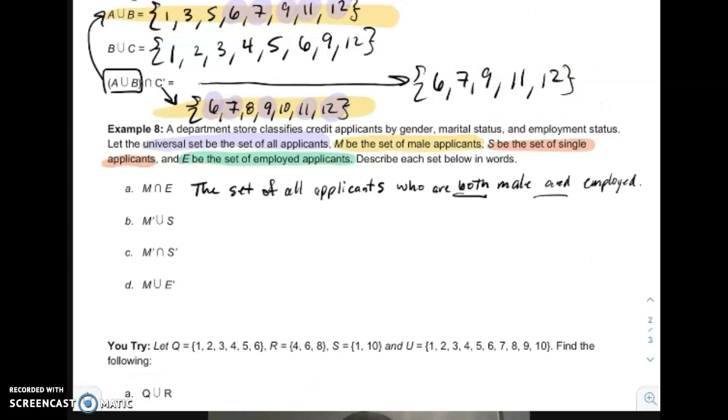For B, you are looking for the complement of M union S. M is the set of male applicants, which means the complement would be the female applicants. So not male would mean female. And then S is the set of single applicants. And then we have union, which means it's either or. It's either you're female or you are single.